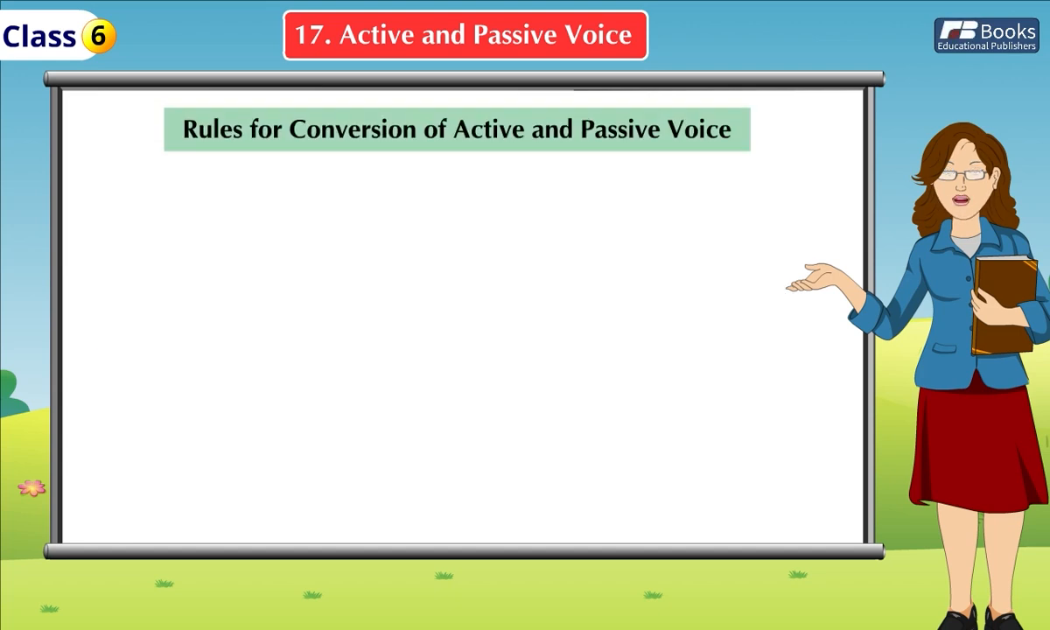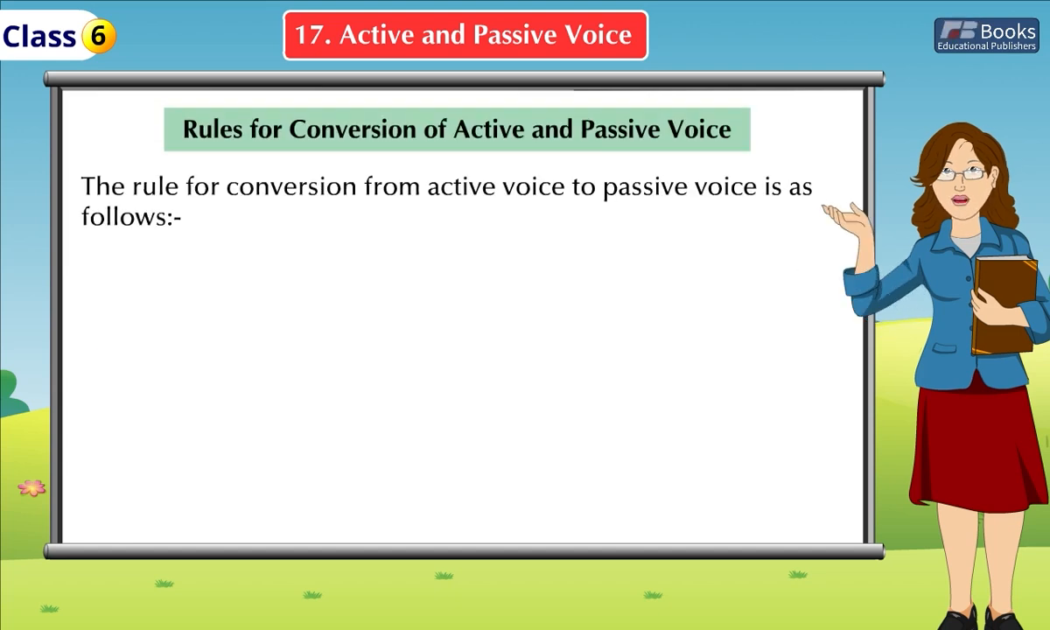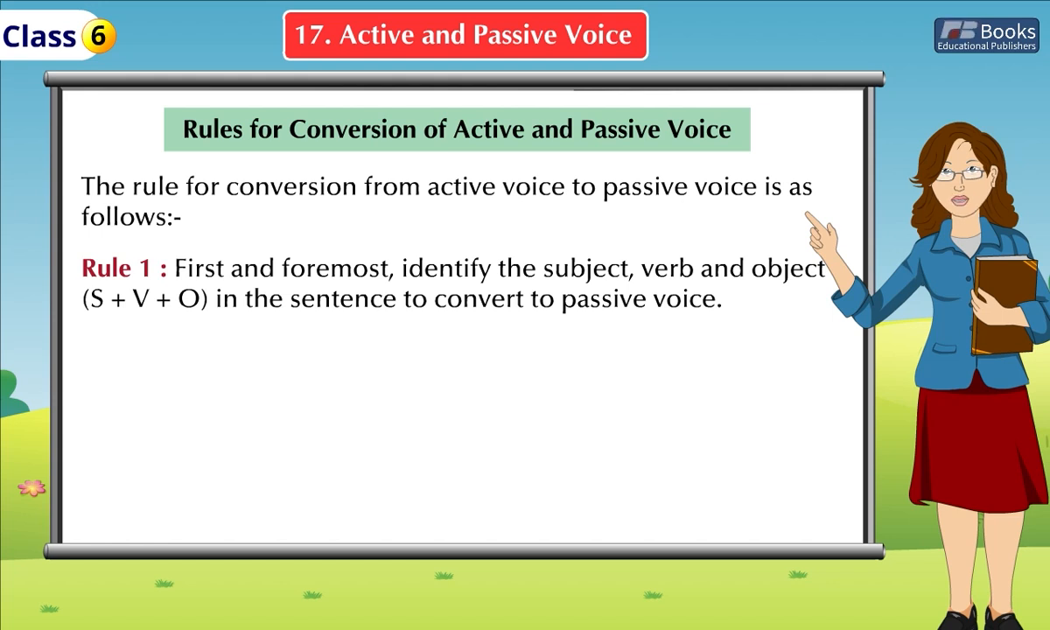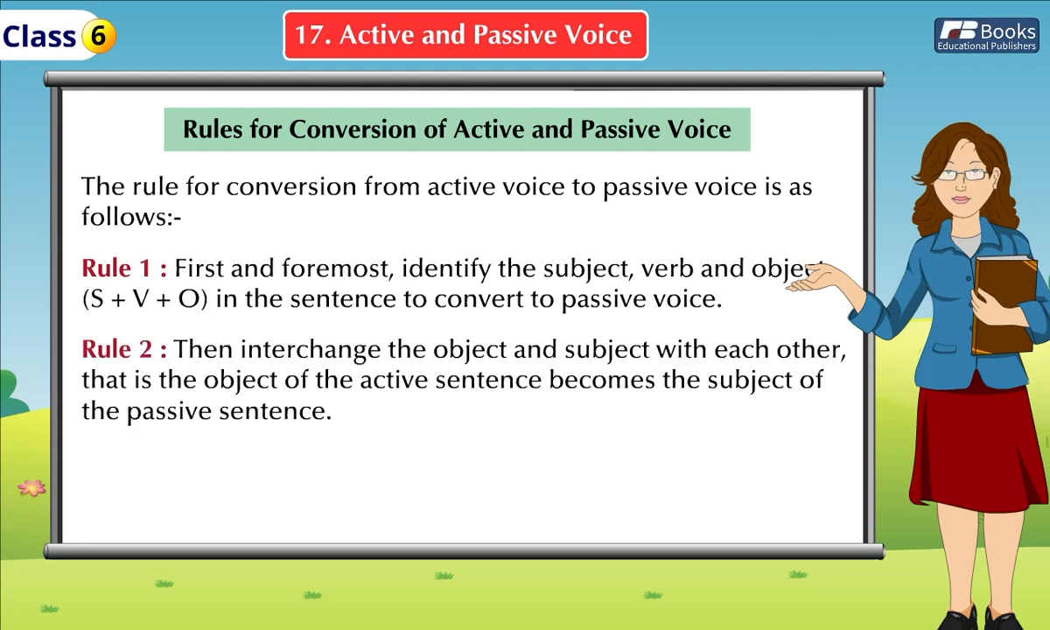Rules for conversion of active and passive voice. The rule for conversion from active voice to passive voice is as follows. Rule 1: First and foremost, identify the subject, verb, and object, that is, subject plus verb plus object, in the sentence to convert to passive voice. Rule 2: Then interchange the object and subject with each other. That is, the object of the active sentence becomes the subject of the passive sentence.